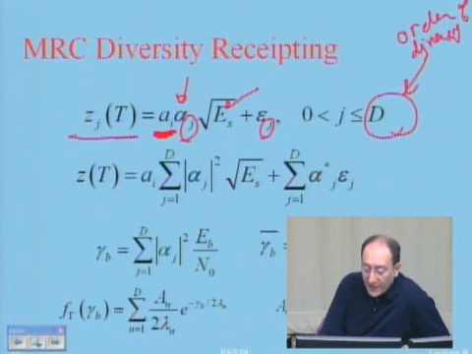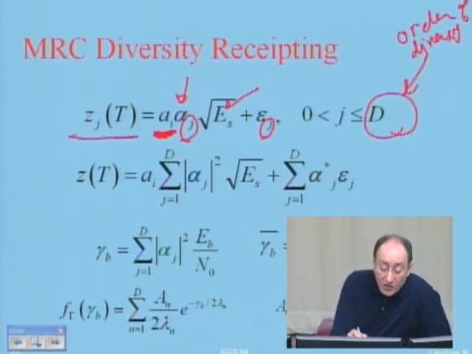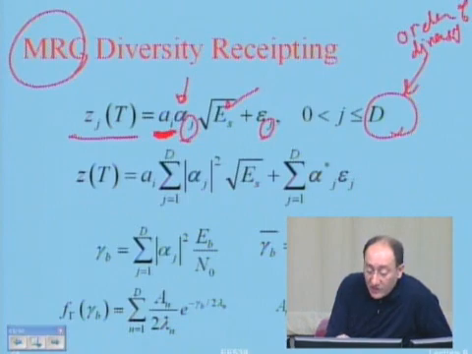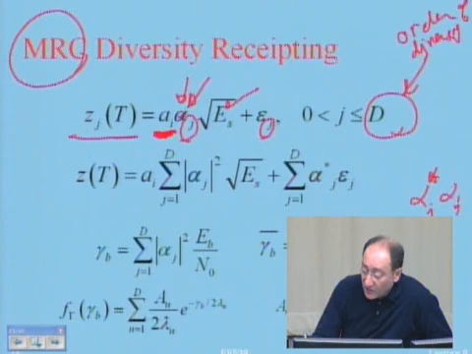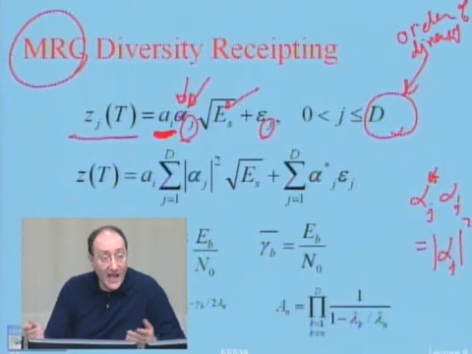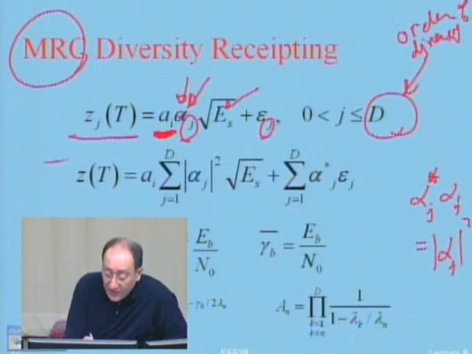Now, if I want to do maximal ratio combining, I have to multiply each branch with what? With the complex conjugate of this magnitude. And α_j star times α_j equals what? The magnitude of α_j squared. And if I add all the branches together, I get this thing.